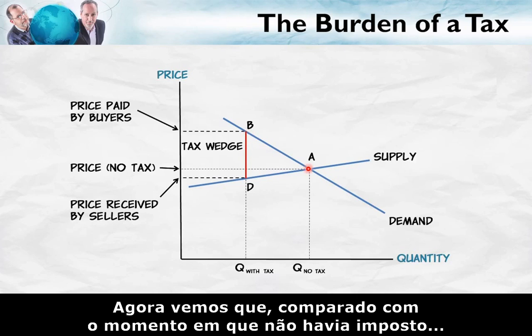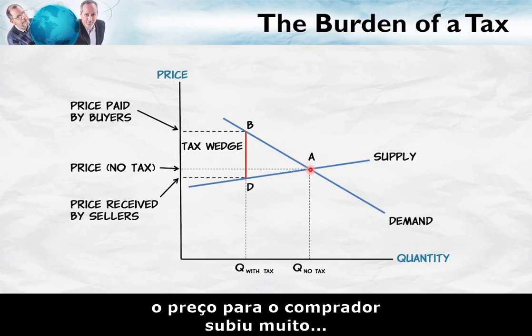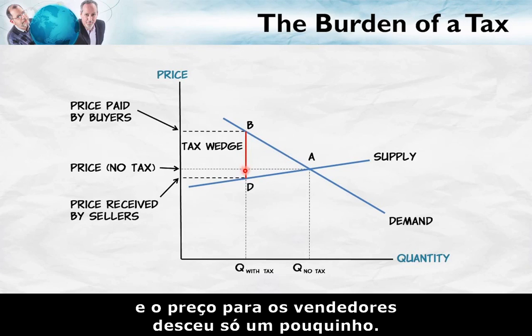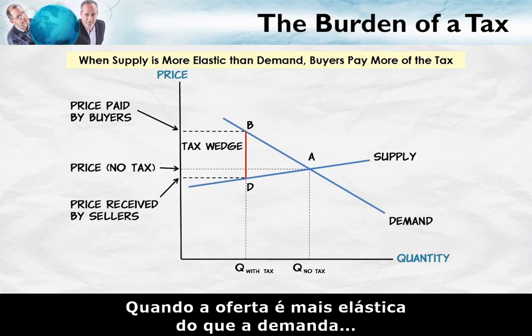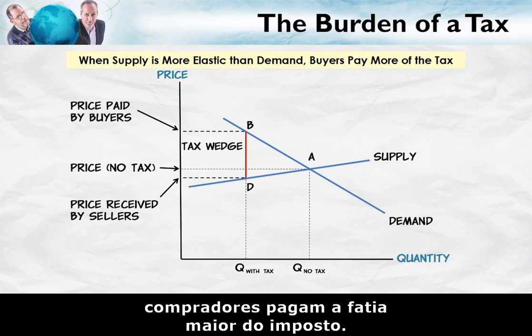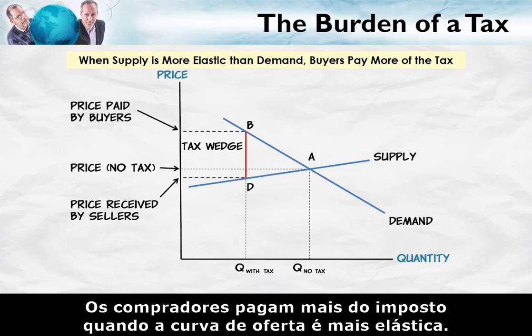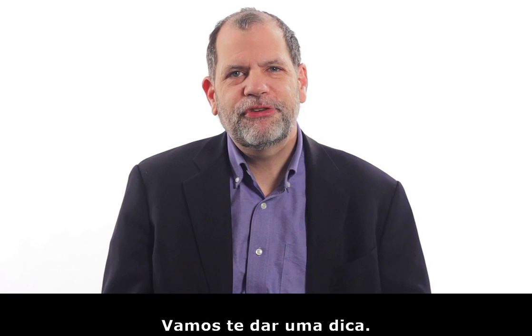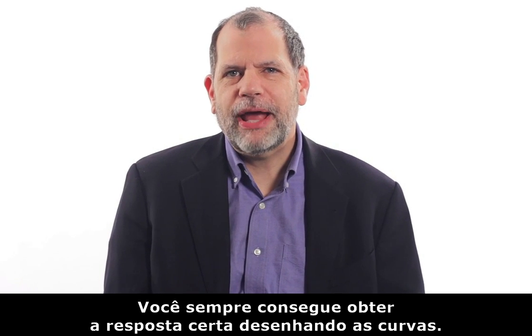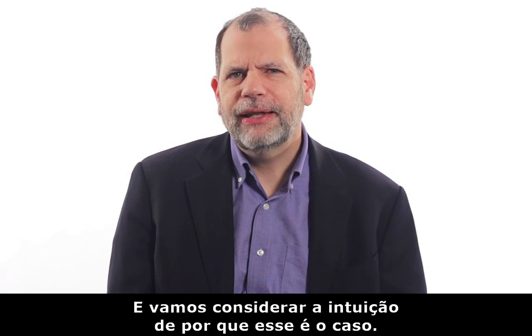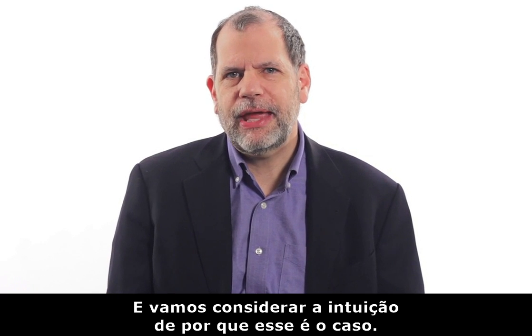Now we see that, compared to when there was no tax, the price to the buyers has gone up a lot, and the price to the sellers has gone down by just a little bit. When the supply is more elastic than demand, buyers pay the greater share of the tax. That is, the price to the buyers goes up more than the price to the sellers goes down. The buyers pay more of the tax when the supply curve is more elastic. Let's give some intuition. You can always get the right answer by drawing the curves, and let's consider the intuition for why that's the case.